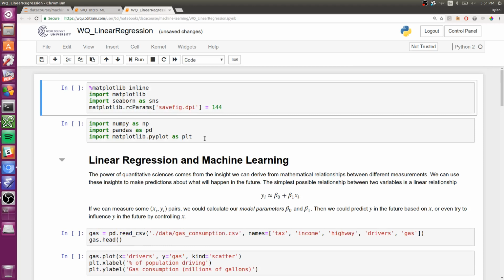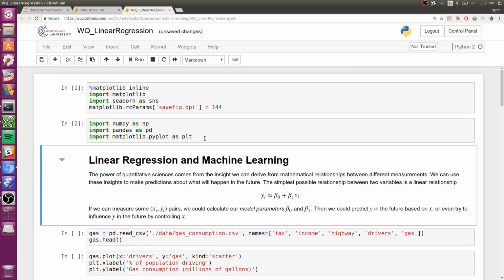Now we start with linear regression for a few reasons. The first reason is hopefully many of you are already familiar with linear regression. So it will not be that new to you conceptually, but we can use it as a launch pad for talking about all the kinds of things we think about in machine learning more broadly.